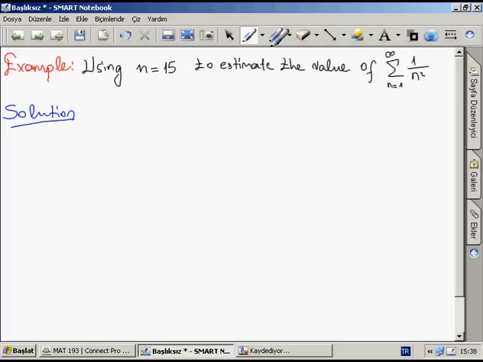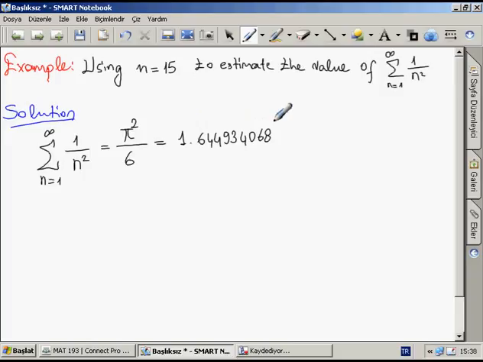and I mean that because this is the comparison, so that we know that the sum from n equals 1 to infinity of 1 over n squared equals pi squared over 6, which is equal to 1.644934069. It goes on, it's an irrational number, but now we will try to get the partial sum, using n equals 15, this is given.